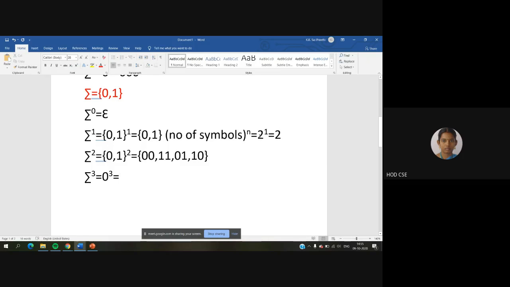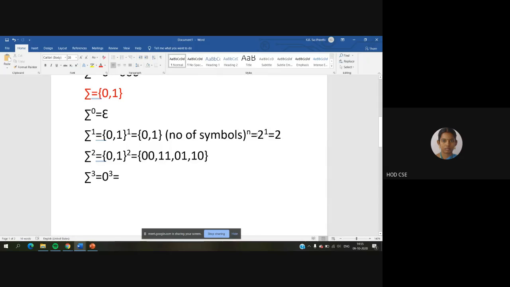Is it clear? What does this 2 mean? 2 is the number of input symbols in the alphabet, called 0 and 1, totally 2 symbols. And power 1 means 1 time, in length 1. Sigma power 1 we are producing. So how many strings do you have to produce? 2 strings.